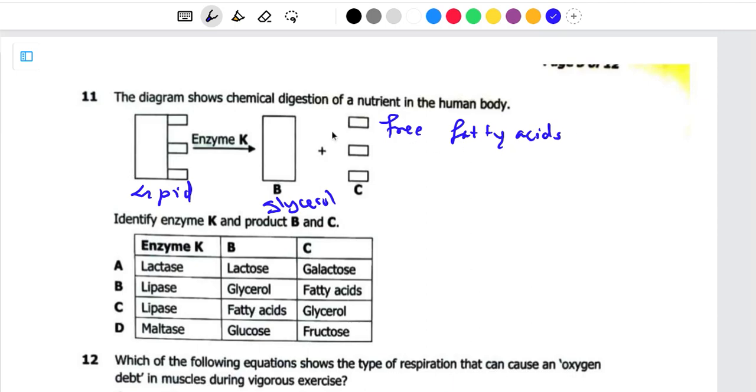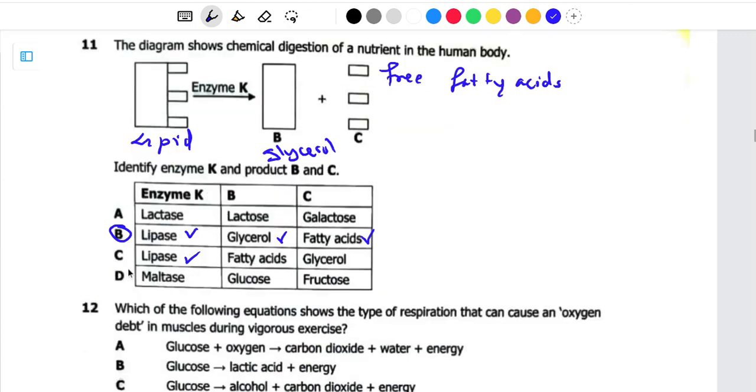And these free fatty acids, there are 3: 1, 2, 3 free fatty acids. Then the enzyme which is involved in the breakdown of lipids is called lipase. So enzyme K is lipase. But what about B? B is the glycerol. Then C, we have fatty acid. So the answer is just going to be B.